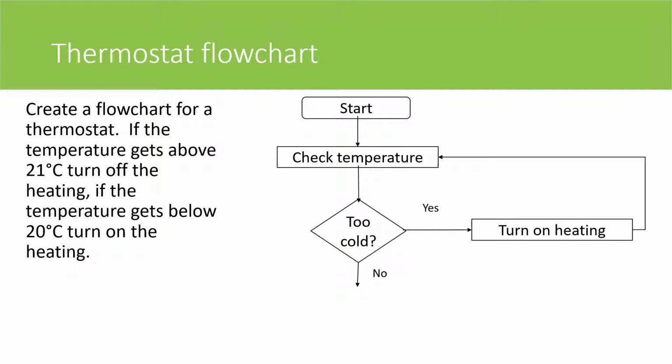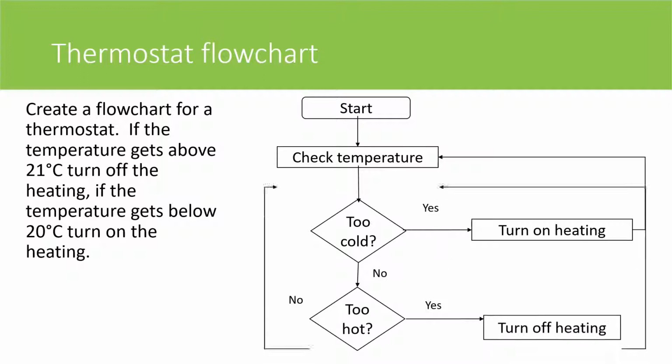Now we've identified what we need to do when the temperature is too cold. Now we need to figure out what happens when the temperature is too hot, so if it's above 21 degrees Celsius. If that's the case, then we need to have another decision here. If it's too hot, we need to do something. If it's not too hot, then we need to do something else.